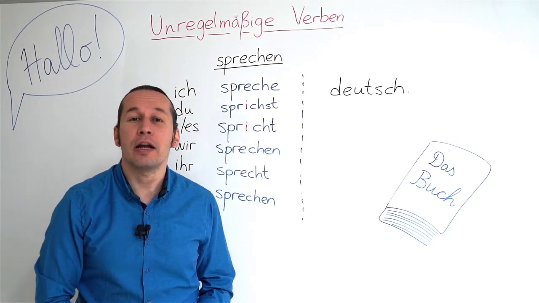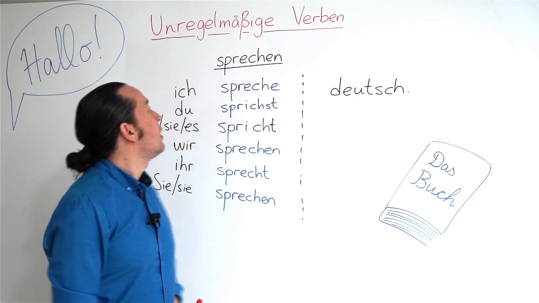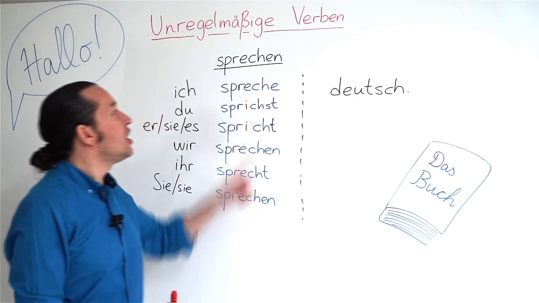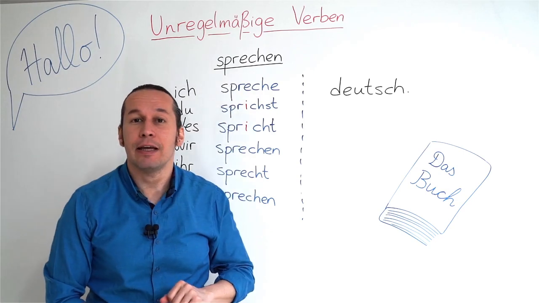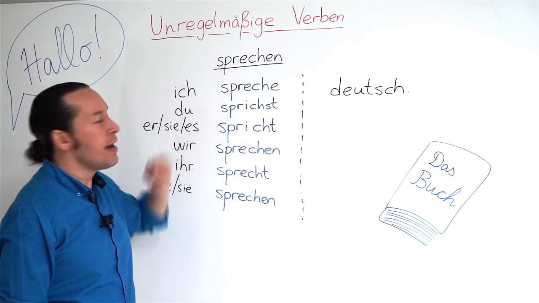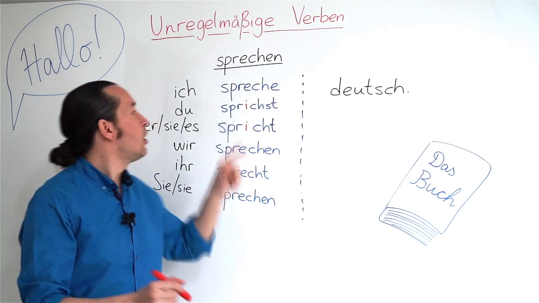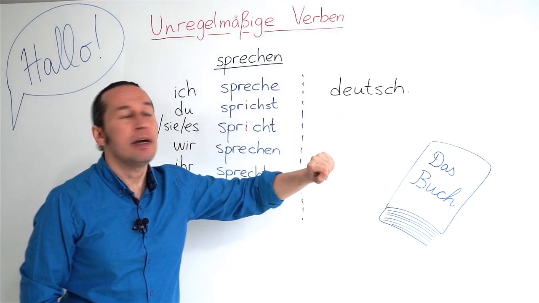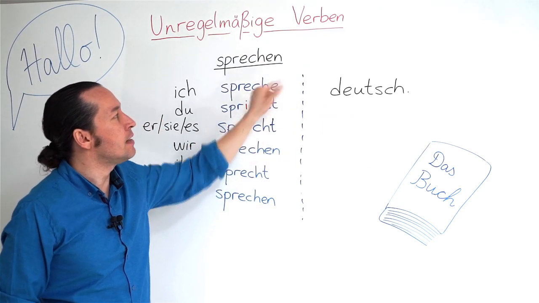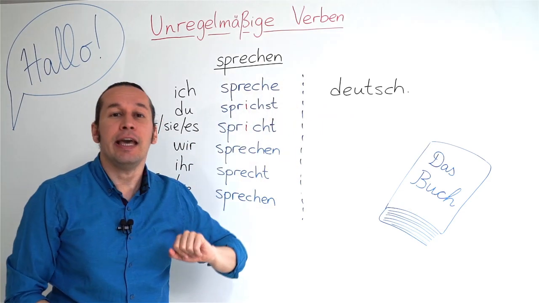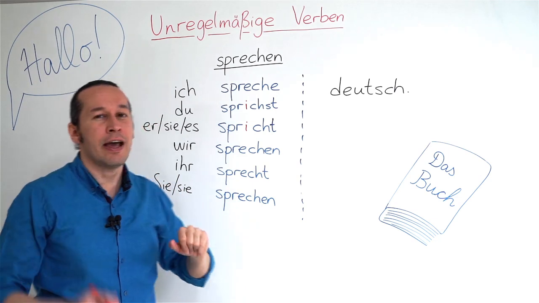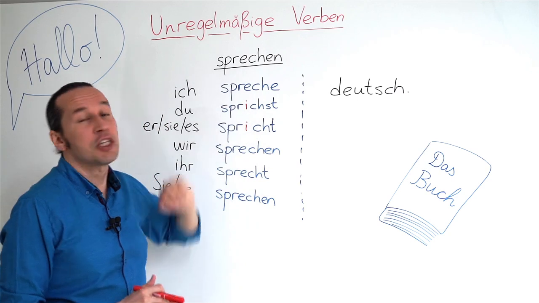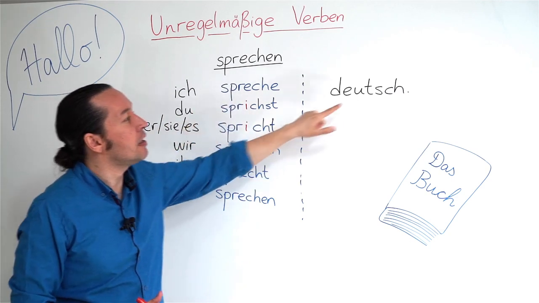Here we have another irregular verb, which stands for to speak. To speak means sprechen. Sprechen, okay? So, when I conjugate sprechen with ich, I will say, ich spreche Deutsch, the en drops, and instead comes e. Ich spreche. It seems to be just like in English, right? Speak, spreche. Ich spreche Deutsch.